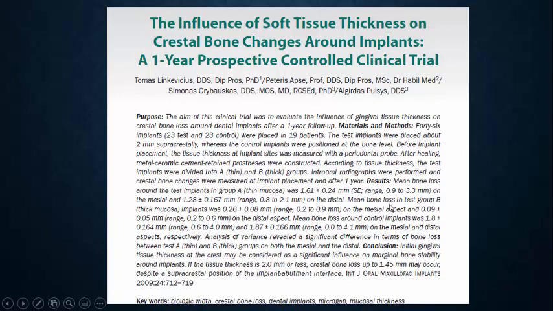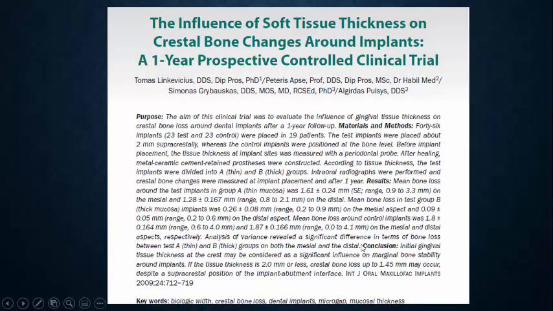However, the mean bone loss in the test group, which is the thick mucosa, was 0.2 millimeter and 0.1 millimeter, sorry, on the distal aspect. So there is a significant difference between both groups.